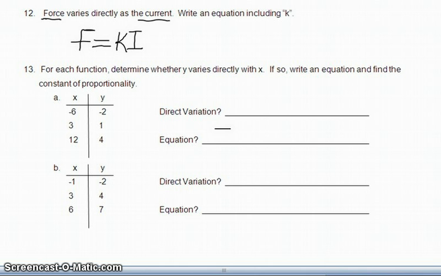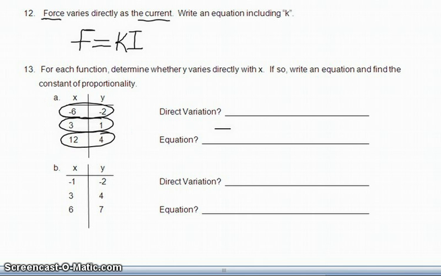So here, for number 13, determine whether y varies directly with x or not, and if so, find the equation using the constant of proportionality. So I have -6 and -2, 3 and 1, and 12 and 4. So how do we do this? Well, we simply substitute the different ordered pairs into the original equation and determine if the constant remains the same.